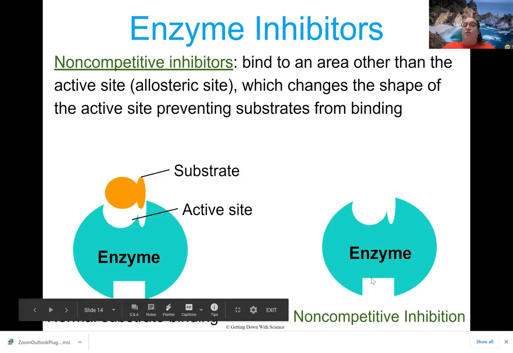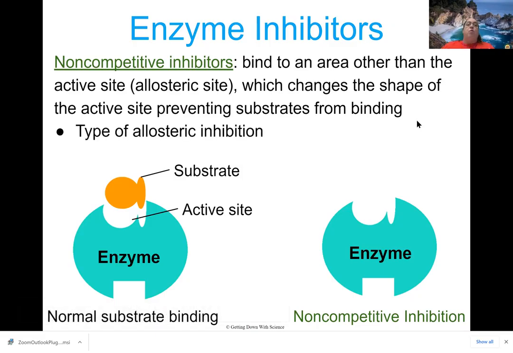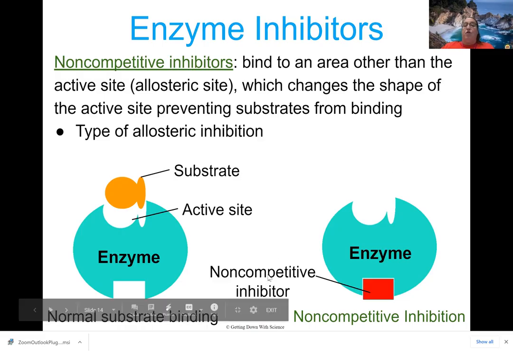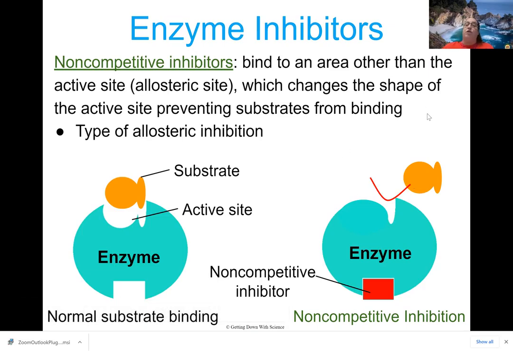So I don't know if you've noticed that there's this little box down here at the bottom. Well, this is a type of allosteric inhibition where the non-competitive inhibitor comes in and it attaches to this allosteric site, which caused the enzyme shape to change. And now, once again, that substrate simply will not fit. It's going to bounce off. We're not going to have that change in rate of reaction because the enzyme's not working.